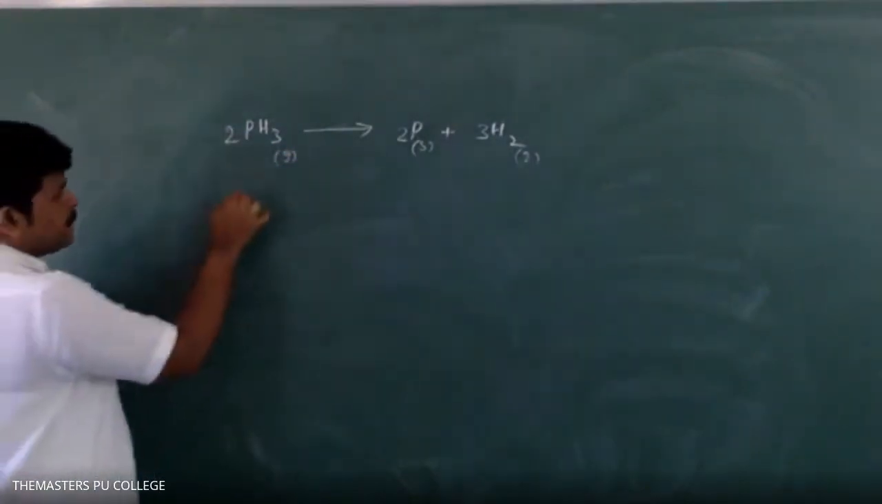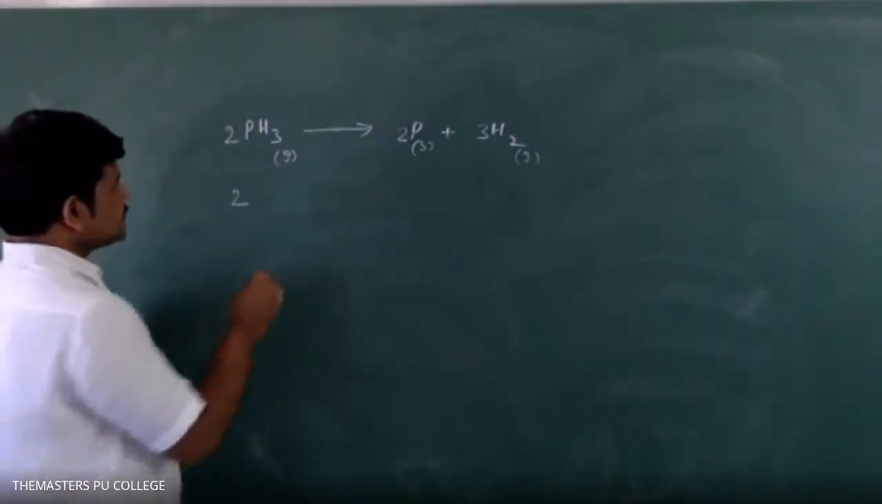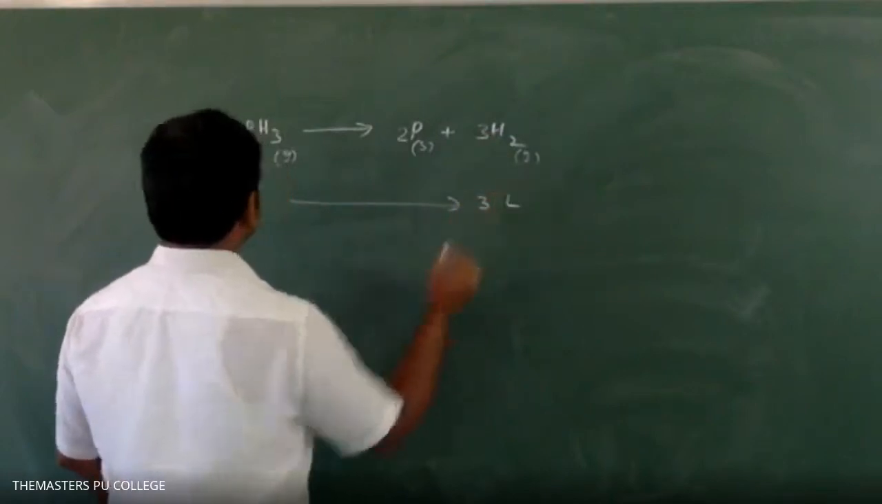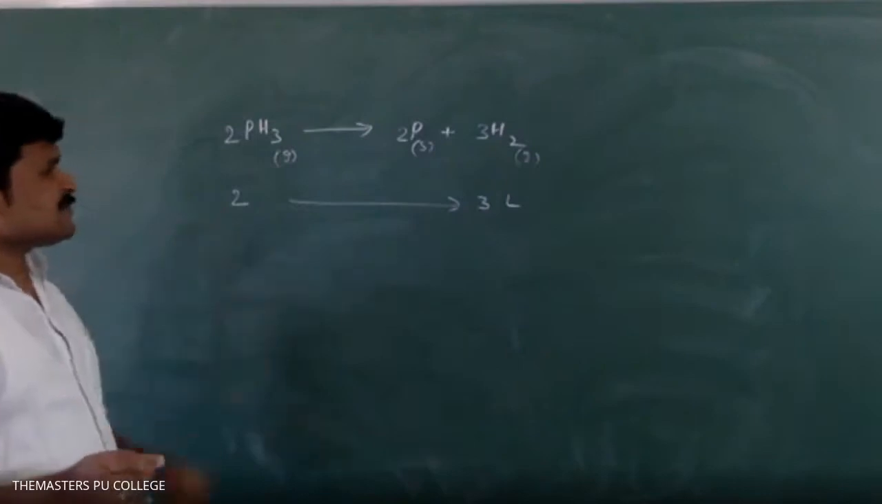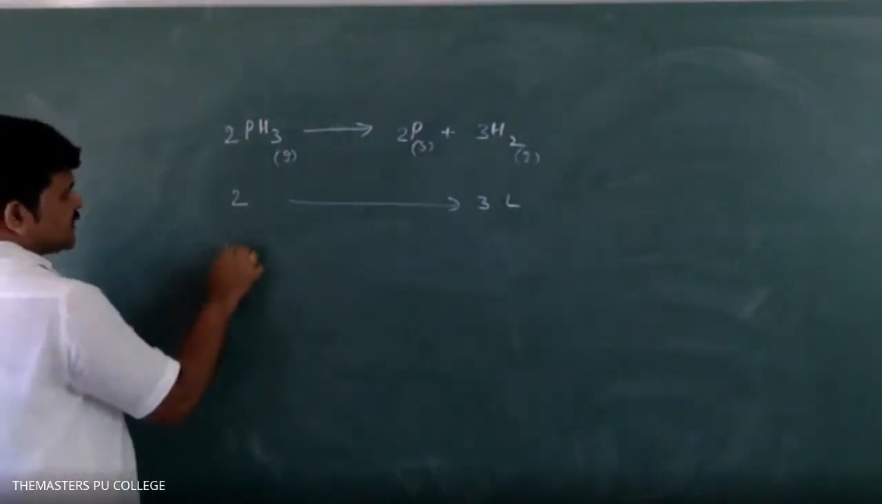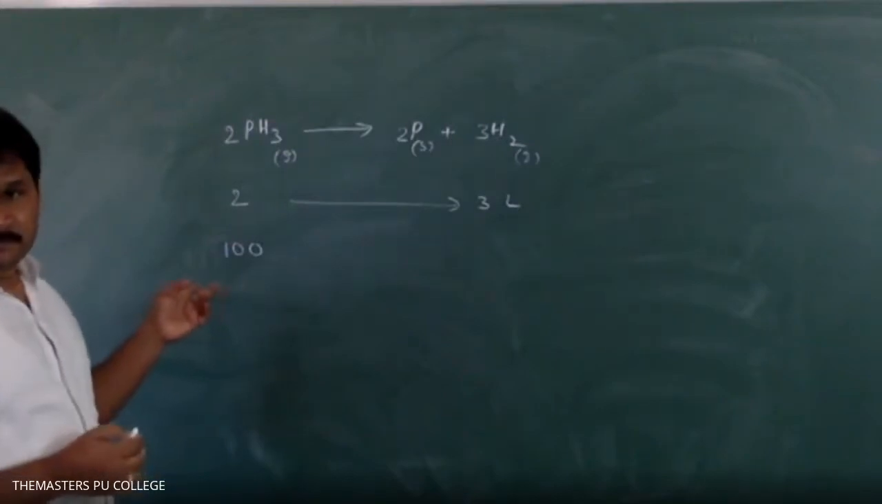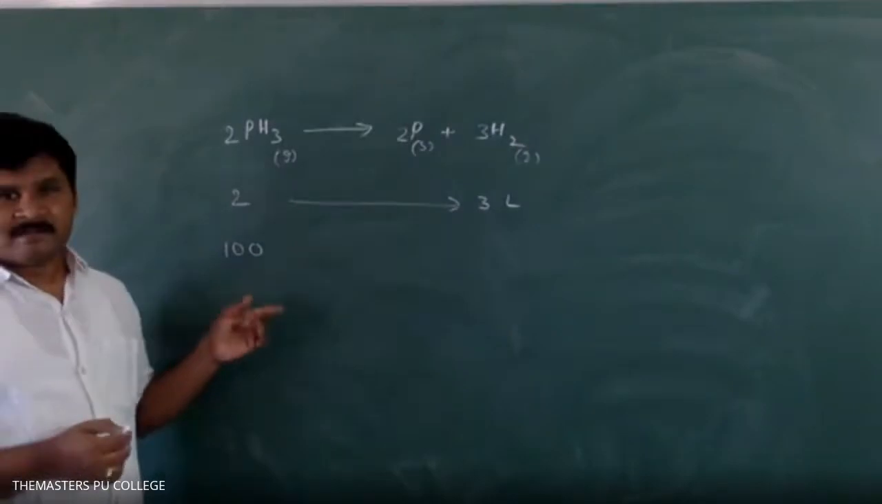Okay. 2 liters of PH3 gives how many liters of hydrogen? 3 liters, or 3 volumes. 2 volumes gives 3 volumes. So initially, how much ml of PH3 is given? According to the question, 100 ml. 100 ml PH3.